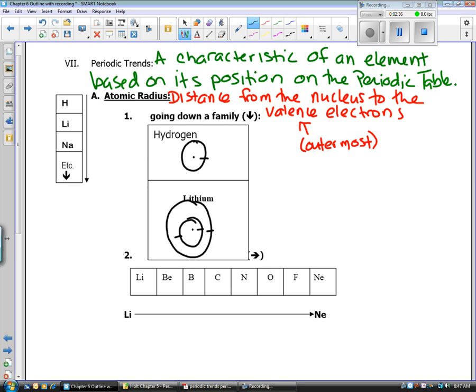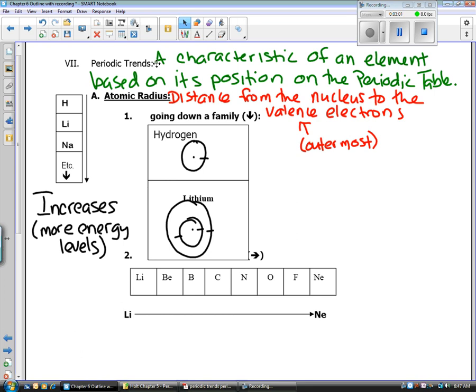Now you'll notice, what about the radius? As you go down, it increases. And this is because we have more energy levels, so we have more rings around your nucleus. So you could put more energy levels, just so you know why when you go back to study.